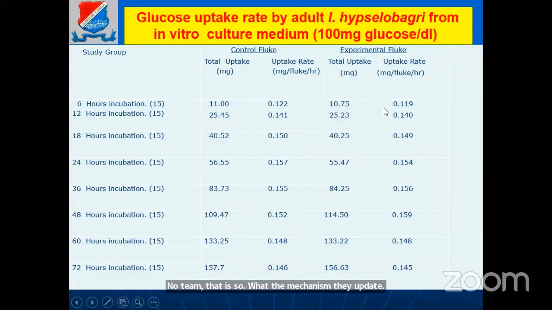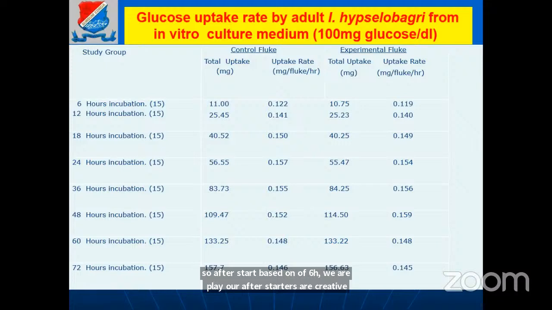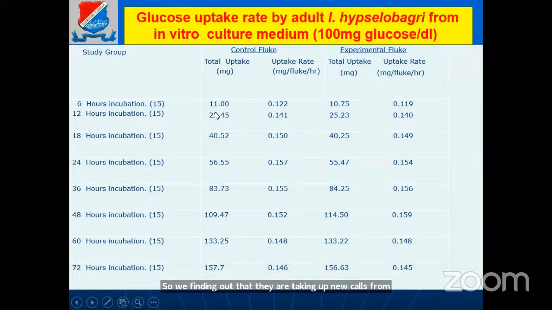How much glucose can they take up during the starvation period? After starvation of 6 hours, 12 hours, 18 hours, 24 hours and so on, we place the parasite in the glucose medium. At first we placed it at 100 milligram per dL. We found that they take up glucose from the glucose medium, about 11 milligram percent.